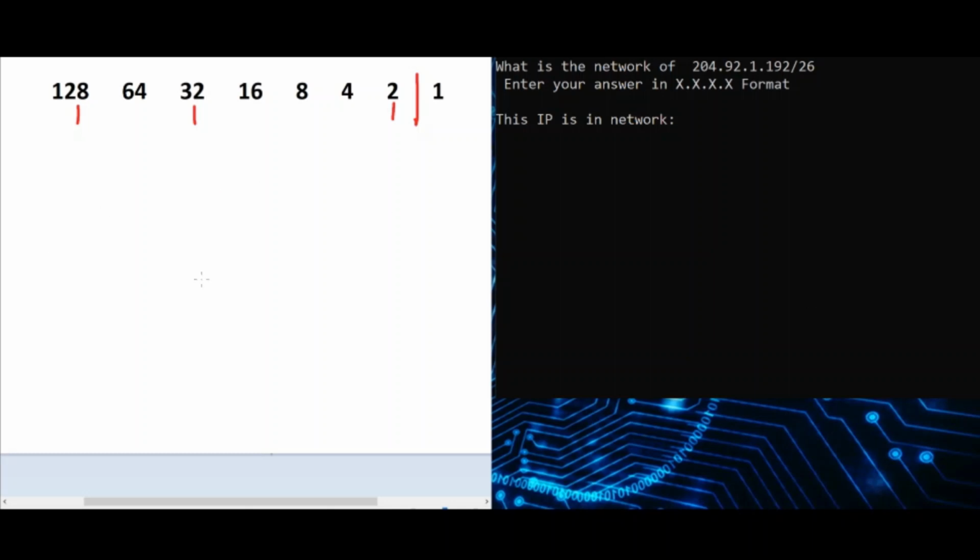Okay, let's do a couple more examples. Just erase this real quick. Do a couple more examples just so we can hopefully run into a couple more situations.